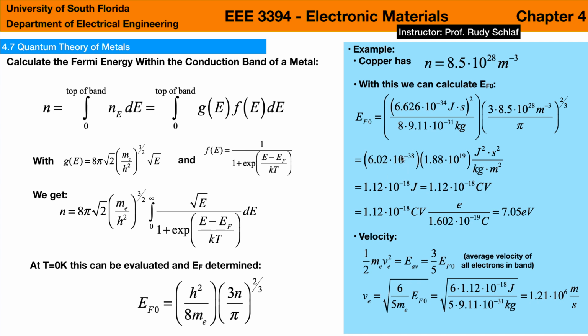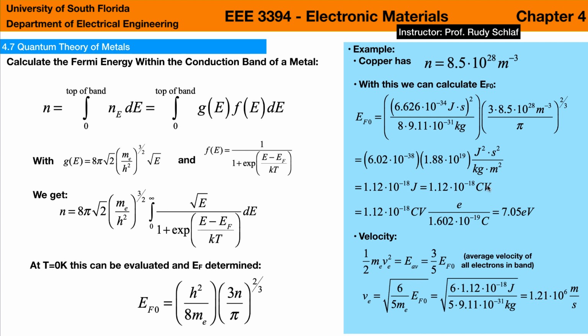And if we evaluate this, we get 1.12 times 10 to the minus 18 joule. If you look at the units here, we get joule squared times second squared divided by kilogram meter squared, and this here is just 1 divided by joule, and so 1 joule divides out, and so we're left with the proper energy unit.